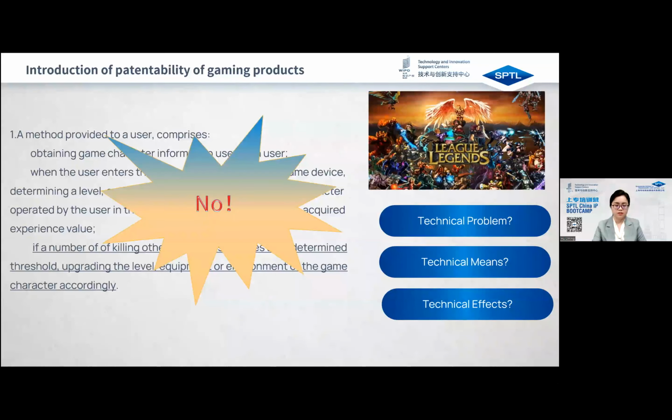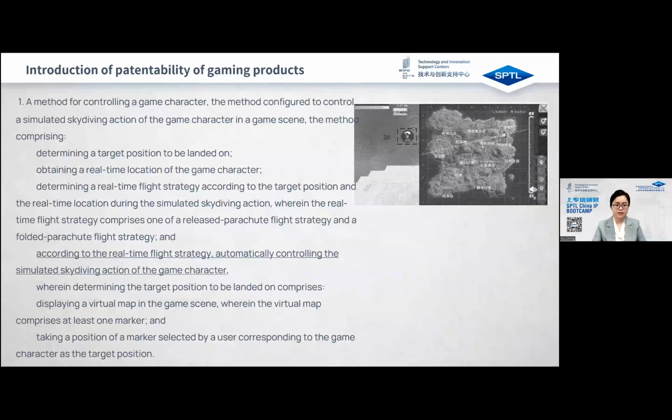Therefore, this solution does not constitute a technical solution and does not belong to the subject matter of patent protection. And let's see another case.